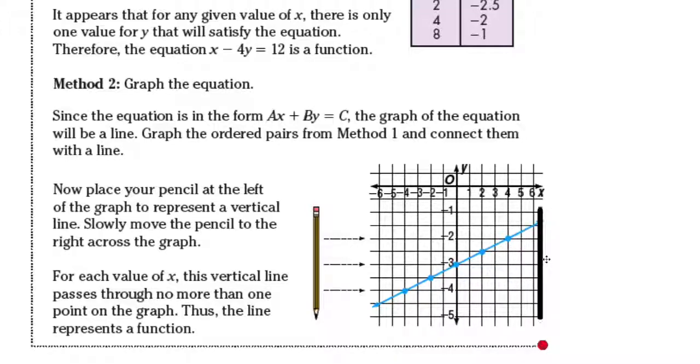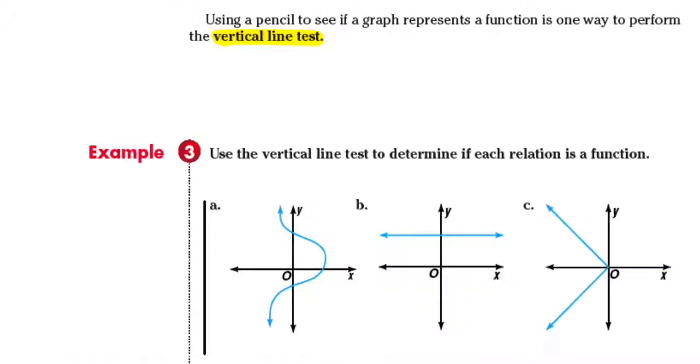So every time I move this vertical line back and forth on that particular straight line, if you notice, it will only intersect that particular line at 1 point. So that intersects at that point. If I move it again and I move it to this point, it intersects that line at 1 point. If it only intersects your line at 1 point, using the vertical line method, then this is considered to be a function. So using a pencil to see if a graph represents a function is one way to perform the vertical line test.